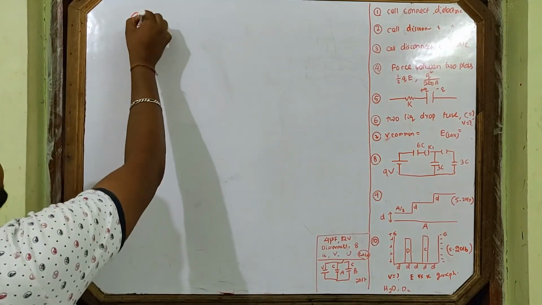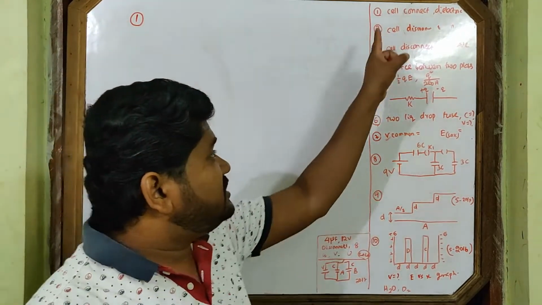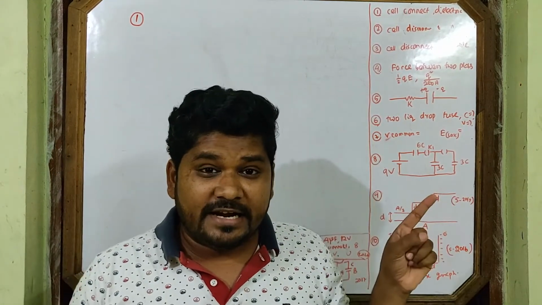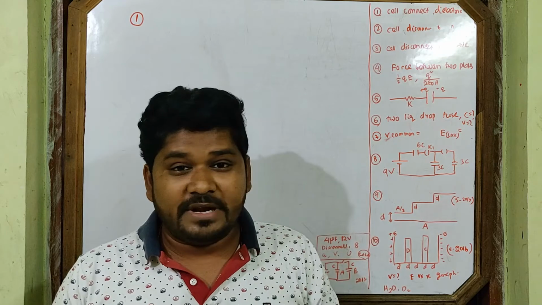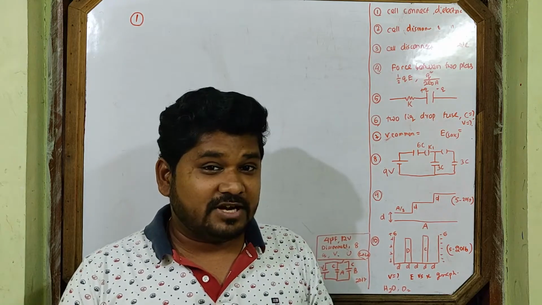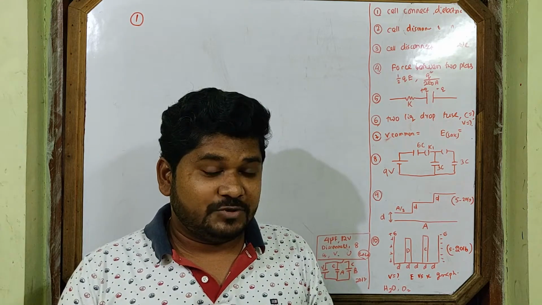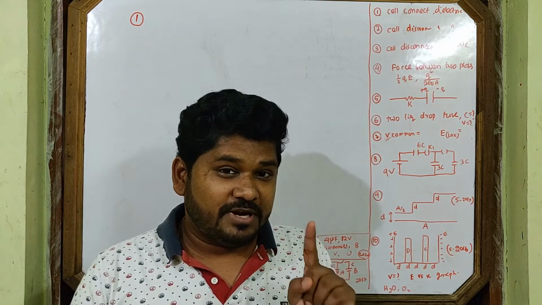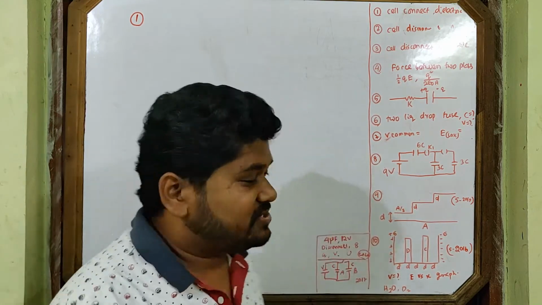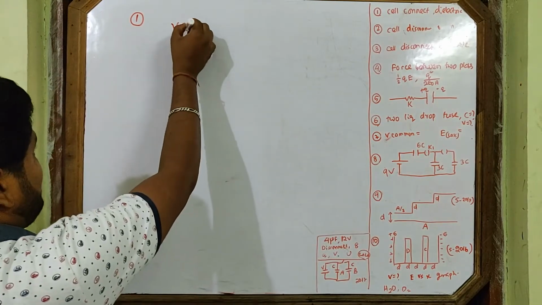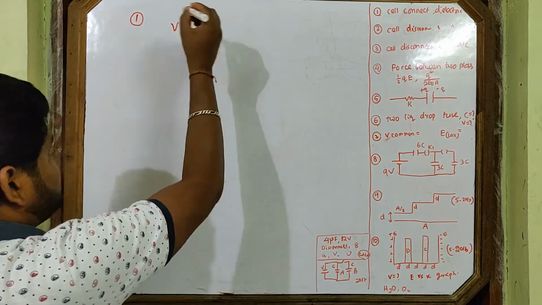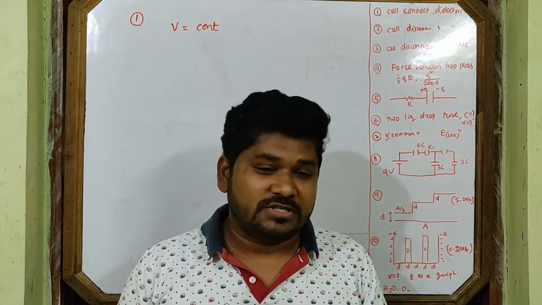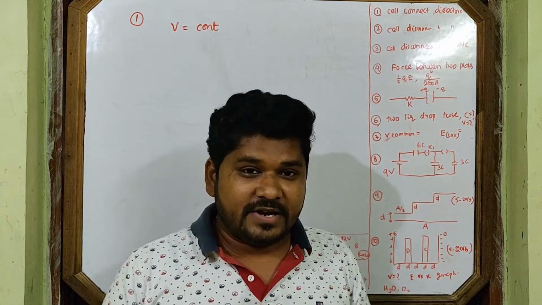So first one, suppose here the cell is now connected. If the cell is connected, which quantity must remain constant? Just I told you, which never changes. Potential difference never changes. So first, V remains constant. Nothing to do in V. V remains constant.